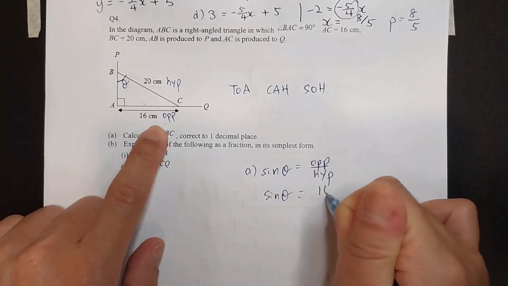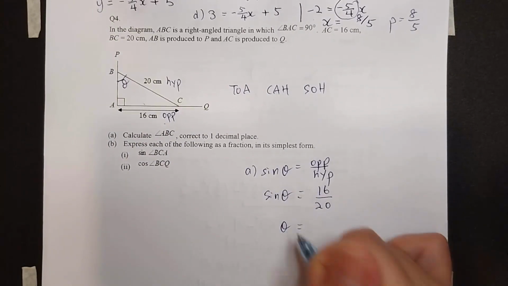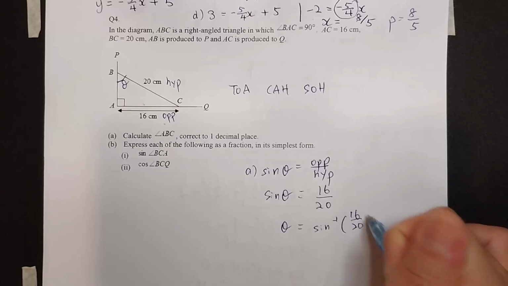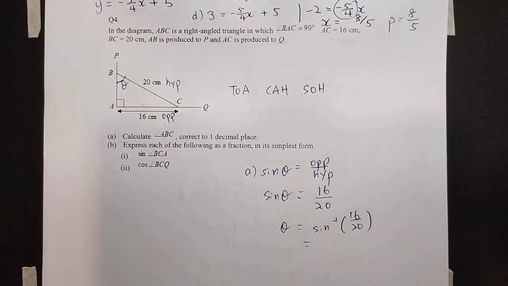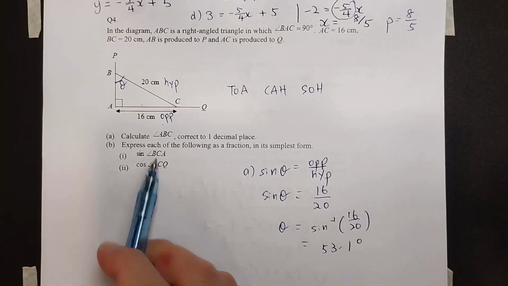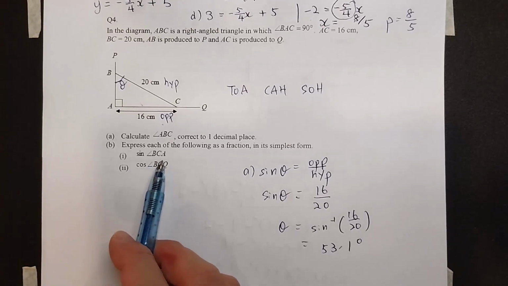Our opposite is 16, our hypotenuse is 20. In order to find theta, you will have sine inverse 16/20. Make sure your calculator is in degree mode. Pressing your calculator, we will get the angle to be 53.1 degrees.